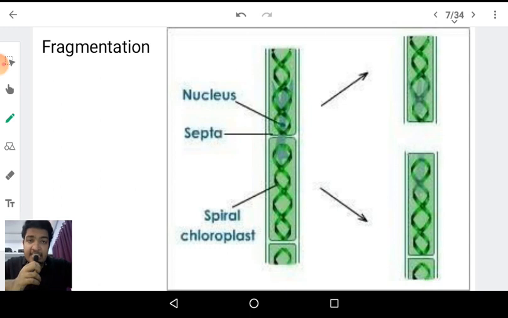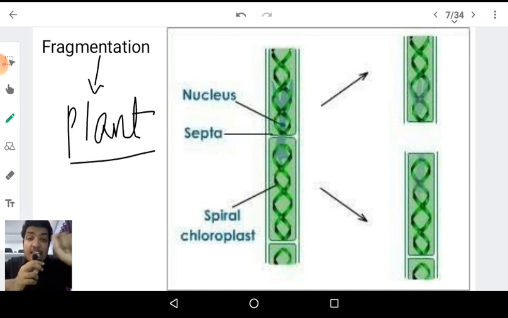Now let us see the next type of asexual reproduction, which is known as fragmentation. Fragmentation is usually seen in filamentous algae like Spirogyra. Spirogyra is a filamentous alga, and this alga is going to split into a large number of small fragments, and each of these fragments will now get converted into a single organism. This is known as fragmentation. Now this Spirogyra is a plant, and a plant is considered a higher organism.